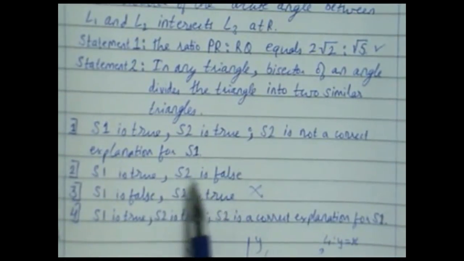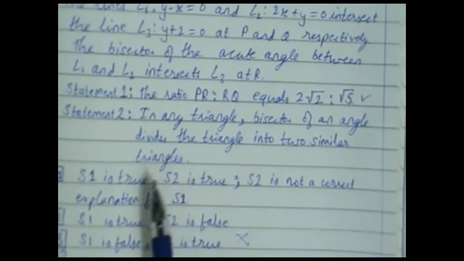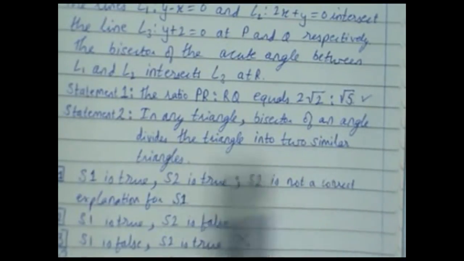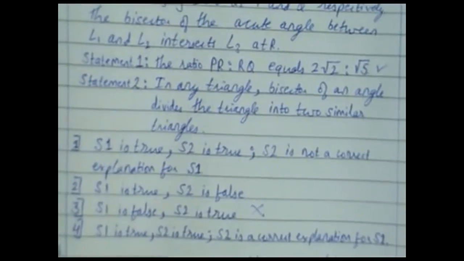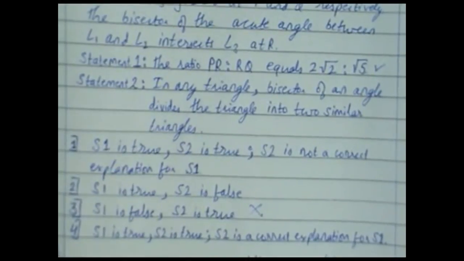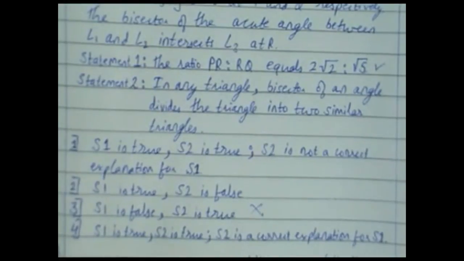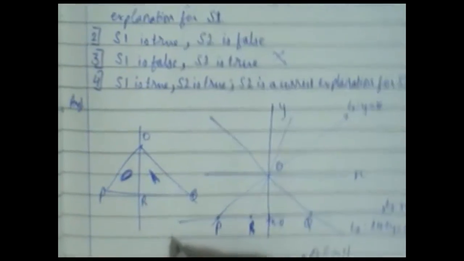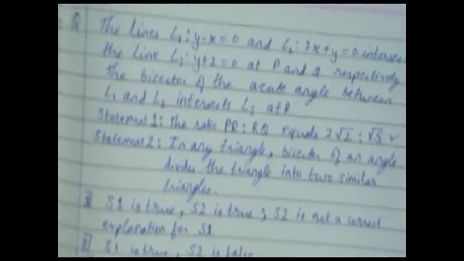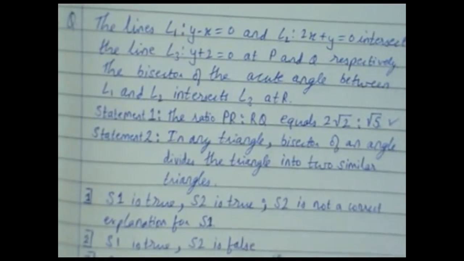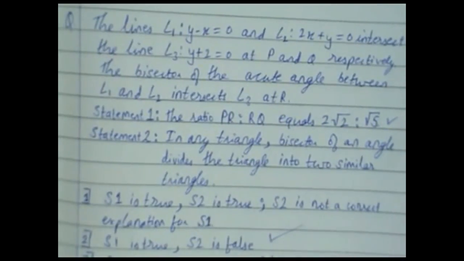Now let us check whether S2, the statement 2, is true or false. Statement 2 says in any triangle, bisector of an angle divides the triangle into two similar triangles. This means that if OPQ is any triangle, then the angle bisector of this angle will make this triangle and this triangle similar. But we know that this is not always true. So statement 2 is false. So statement 1 is true, statement 2 is false. So option 2 is the right answer.